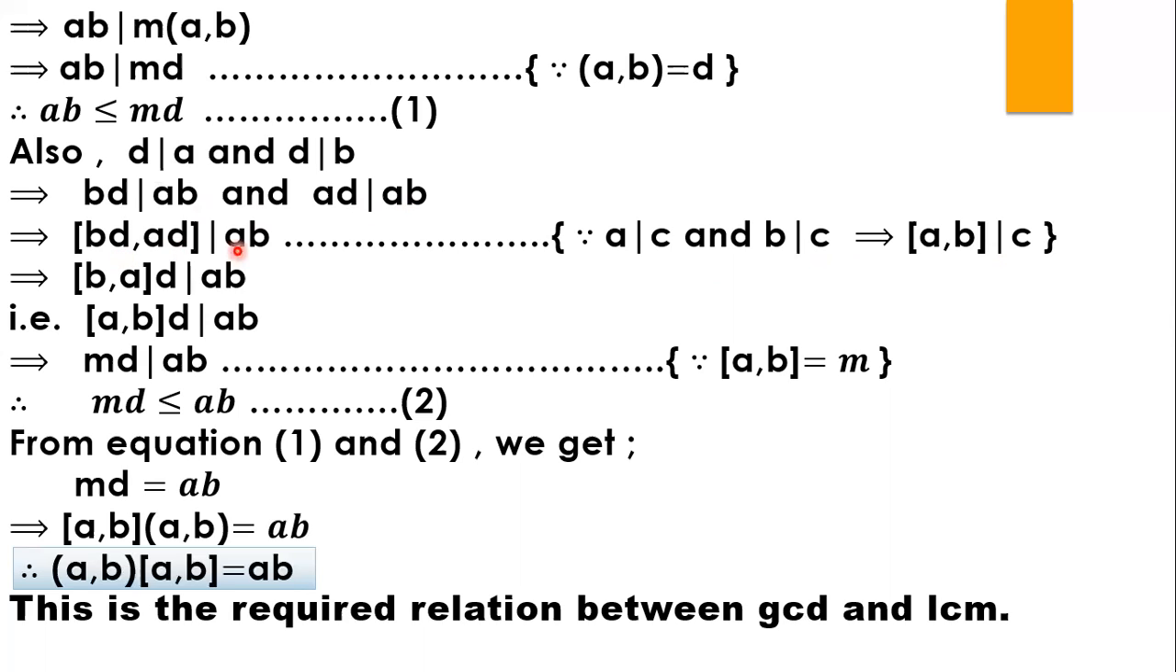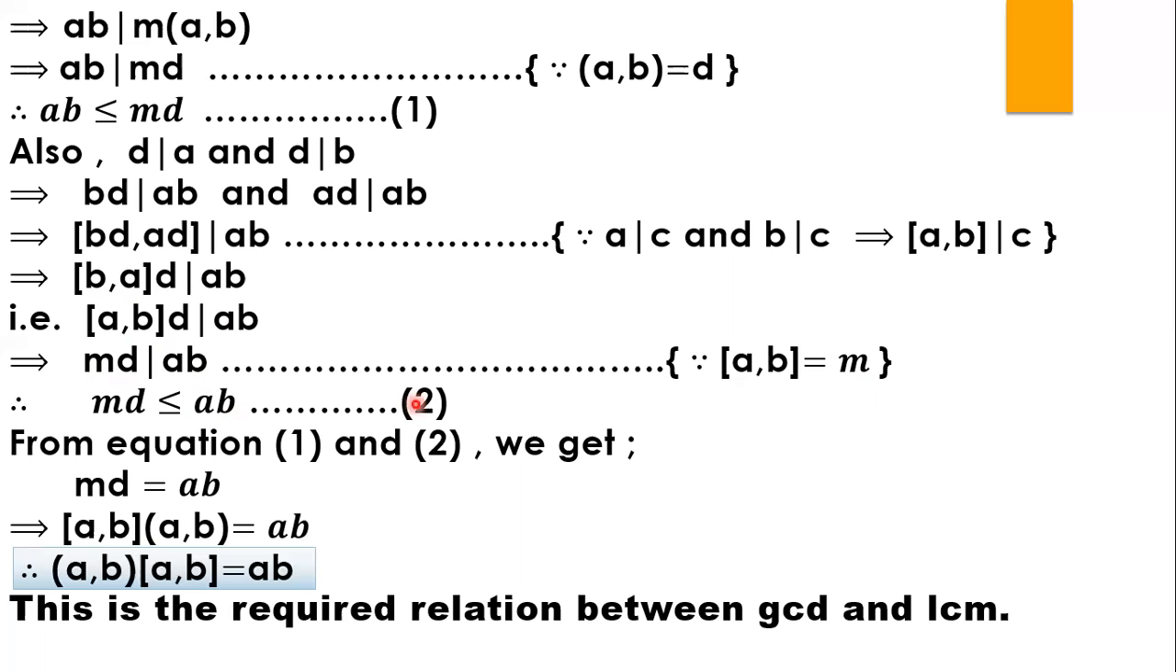From this, we take D common. So, LCM of B, A into D divides AB. That is, LCM of A, B into D divides AB. Here, we know that LCM of A, B is denoted by M. So, MD divides AB. And here again, we know that the divisor is always less than or equal to the dividend. So, here MD is less than or equal to AB. Give this as equation 2.